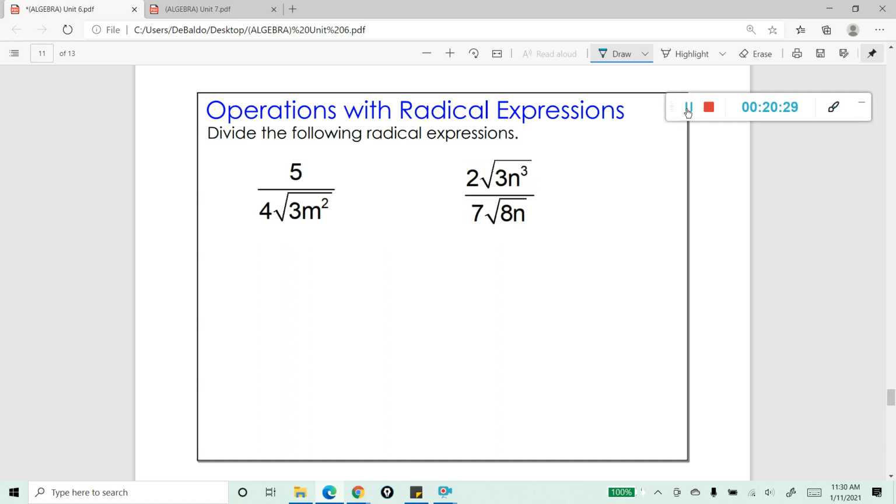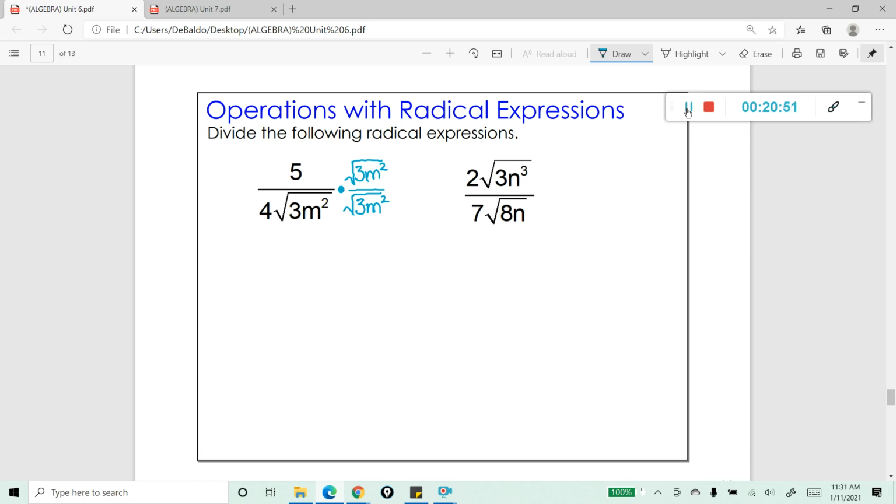Keep the same process going. I need to get rid of the radical in the denominator. So I'm going to go ahead and multiply it by root 3m. That's going to be in my numerator and that's going to be in my denominator. That's called rationalizing the expression.